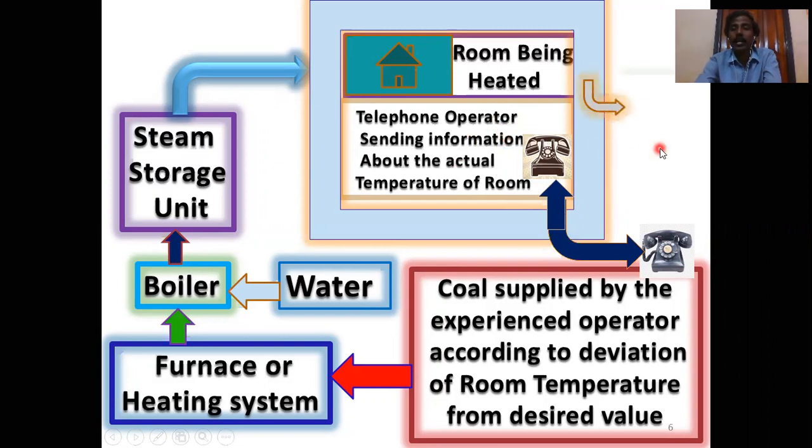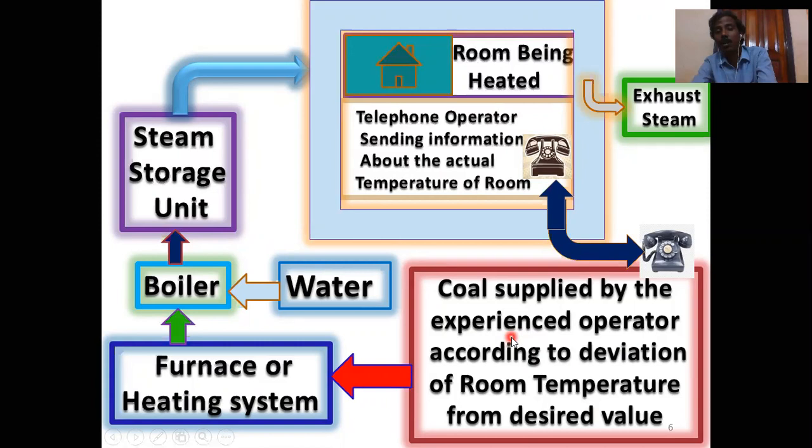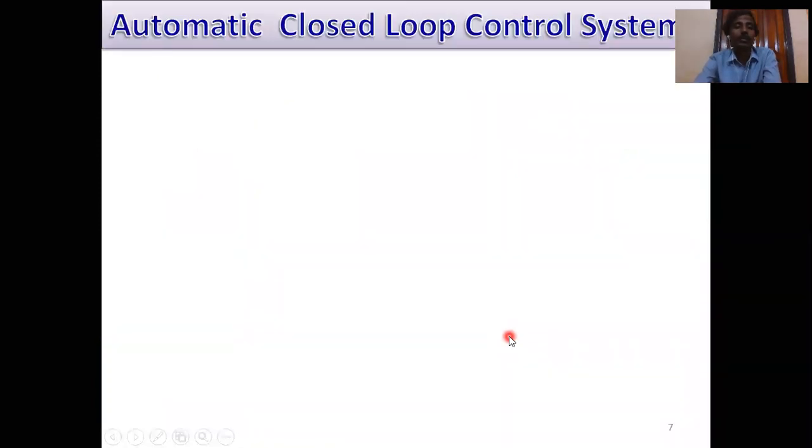And this section, exhaust steam, exhaust 5, this is the exhaust system. So this is the closed loop system, because this information is the feedback path. That's why this is a closed loop system, and room temperature is controlled manually, controlled by man. That's why this operator experience is involved, and this type of control system is called a manual control system.